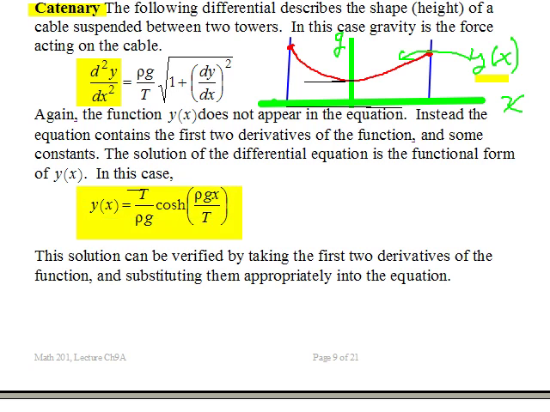y of x equals T over rho g times a hyperbolic cosine of rho g x over T. Now you can verify this is a solution by taking the first two derivatives, plugging them back into this equation, and showing it is an equality. The second derivative has to equal rho g over T times the square root of 1 plus the first derivative squared. And that does indeed work.